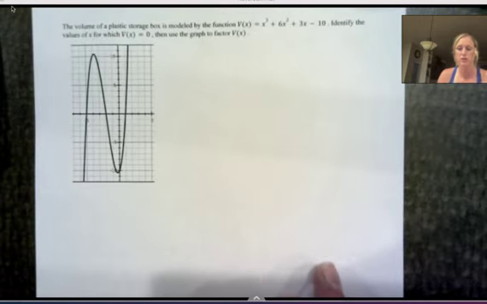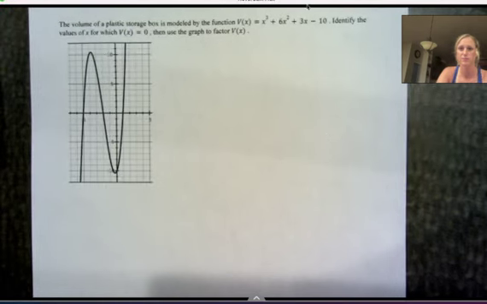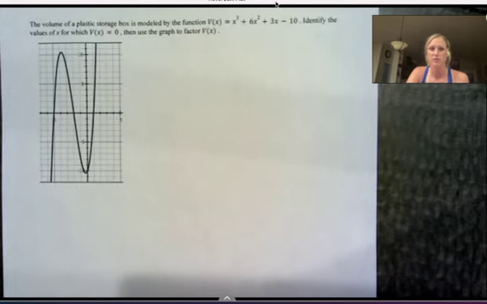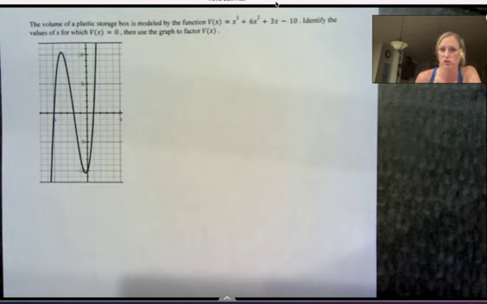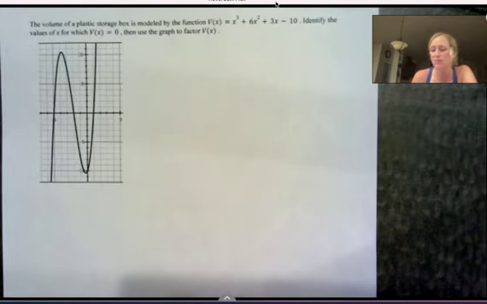All right, and we have one last example here, you guys. This is a graph that we're going to check out. It says the volume of a plastic storage box is modeled by this function, and this is the function that's graphed here. Identify the values for which v of x equals 0, and then use the graph to factor v of x.